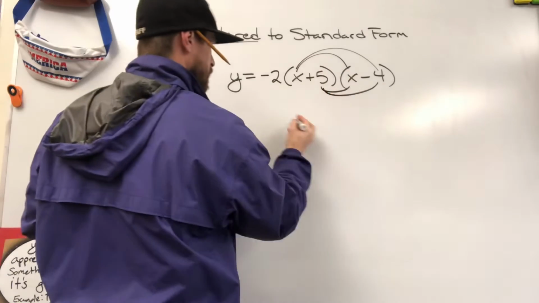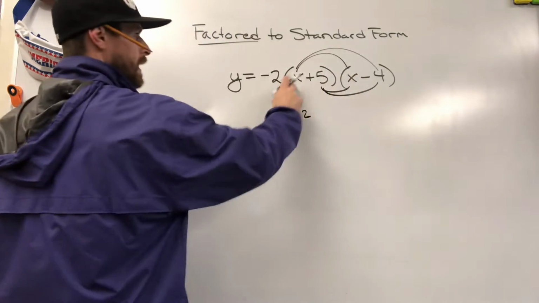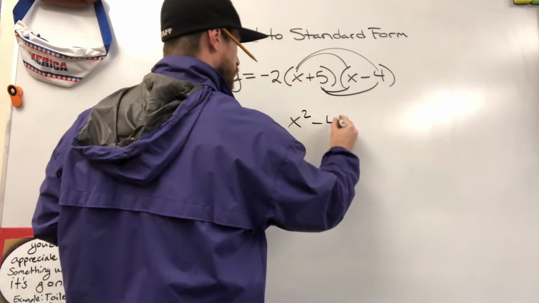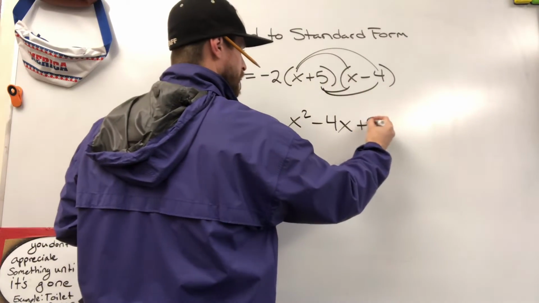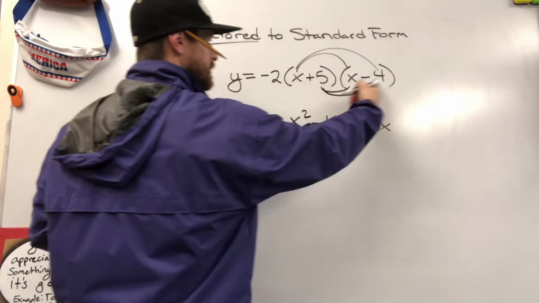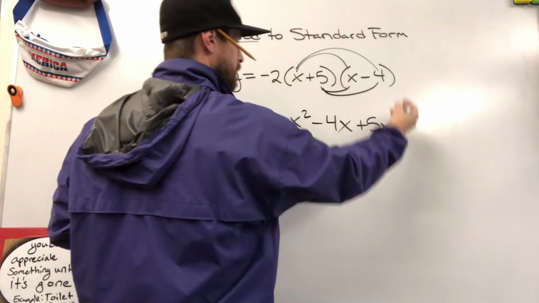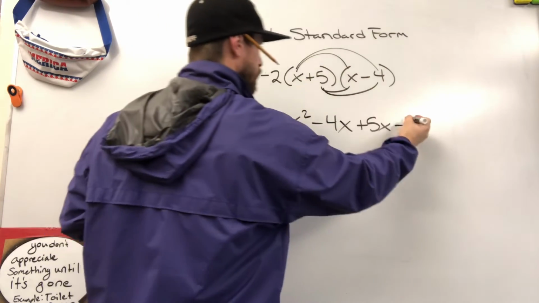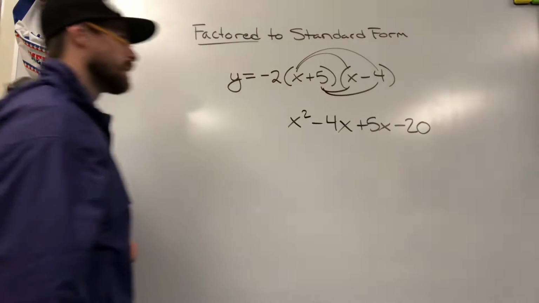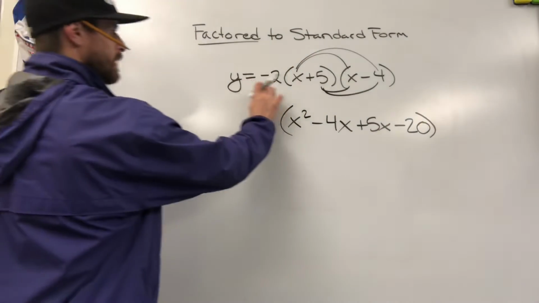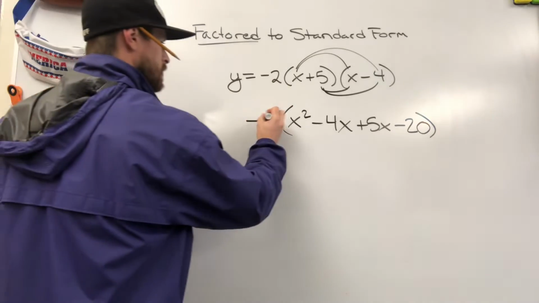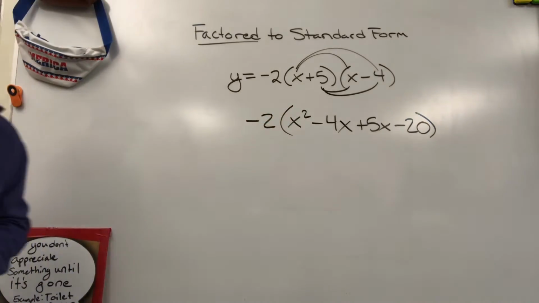X times x makes x squared. X times -4 makes -4x. 5 times x makes a positive 5x. And 5 times -4, positive times a negative is a negative, and 5 times 4 makes a 20. Now all of this needs to be kept within parentheses because we have done nothing with this -2, which is on the outside of the parenthesis set.